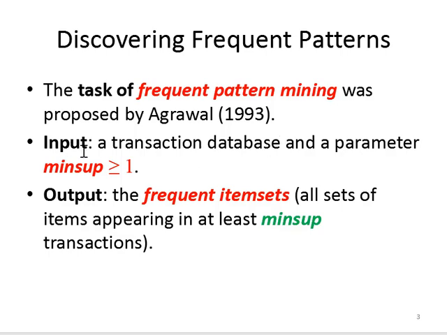The input of frequent pattern mining is a transaction database and also a parameter set by the user that we call min sup. It means minimum support or minimum frequency. So we want to find the frequent patterns that appear at least min sup times, where min sup, the minimum support, is a parameter set by the user greater or equal to 1. So the output is the frequent item sets, the sets of items like bread, apple, that appear together in at least min sup transactions. So I will show you an example.